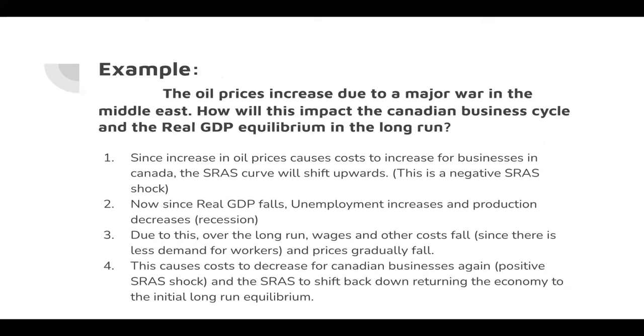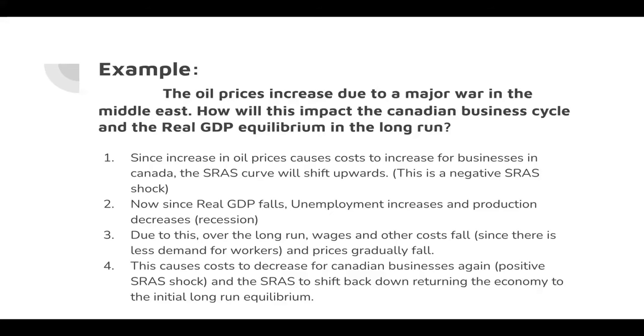So we have an example here. The oil prices increased due to a major war in the Middle East. How will this impact the Canadian business cycle and the real GDP equilibrium in the long run? Since the increase in oil prices causes costs to increase for businesses in Canada, the short-run aggregate supply curve will shift upwards because this is a negative short-run aggregate supply shock, as we talked about before. So now that this happened, real GDP falls and unemployment increases and production decreases. So this is a recession in our business cycle.